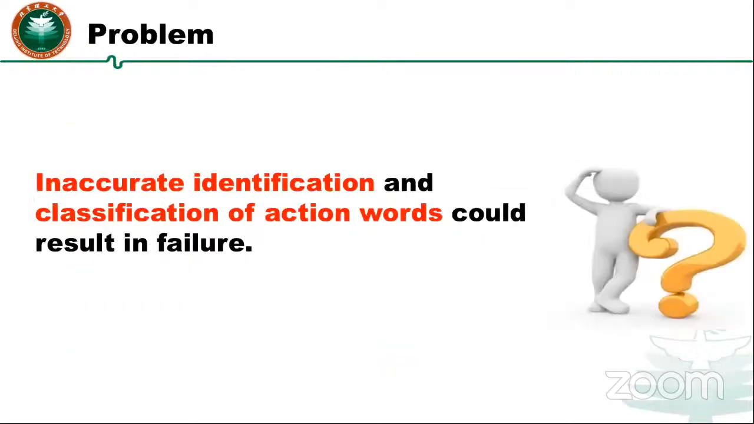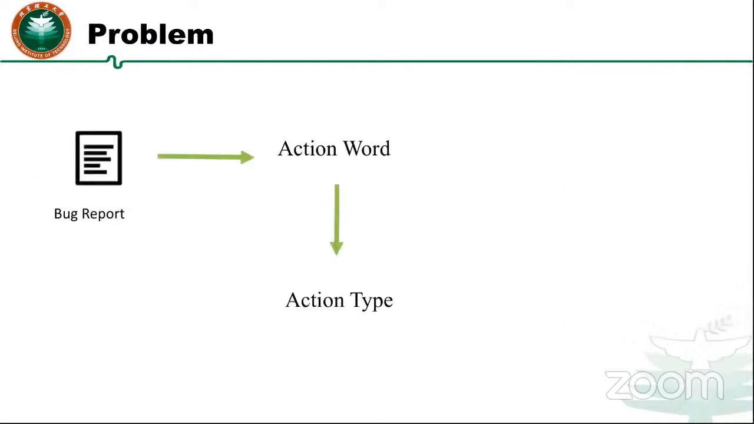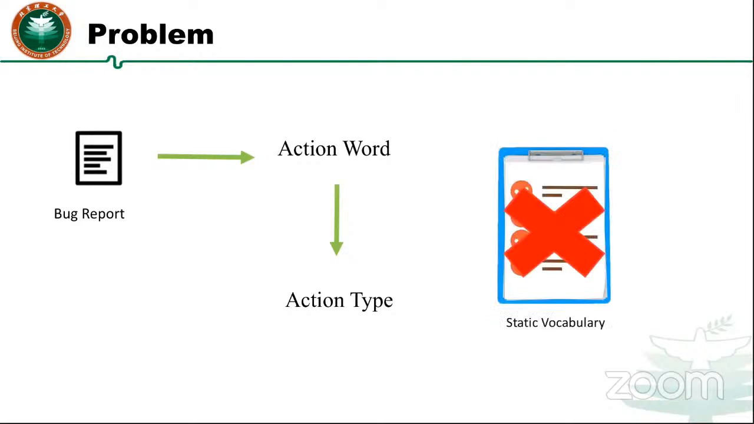Because of the reasons we discussed so far, existing tools often miss action words or misclassify action words, which in turn results in failure of the automated validation of bug reports. To this end, in this paper, we propose an automated approach to identify and classify action words in bug reports without a manually created static vocabulary.